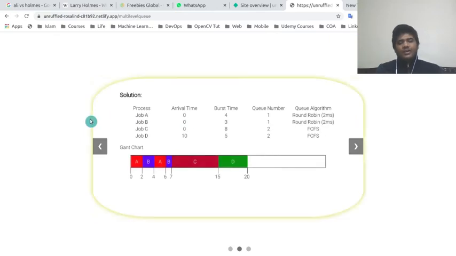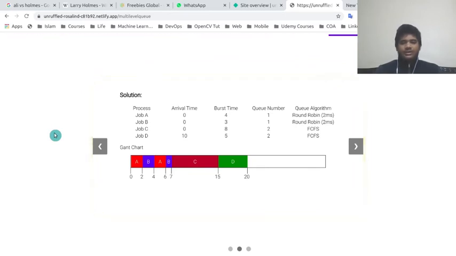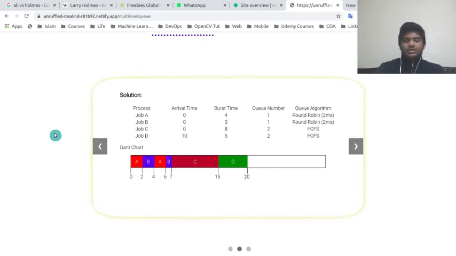So this shows the arrival time and the burst time. The arrival time for all processes is 0 seconds except for job D, which is 10 seconds, and the burst times are also stated, and the queue numbers are also stated, which actually correspond to the priority of the queue. And as you can see, the first 2 processes are executed by round robin algorithm and the next 2 processes are executed by first come first serve.